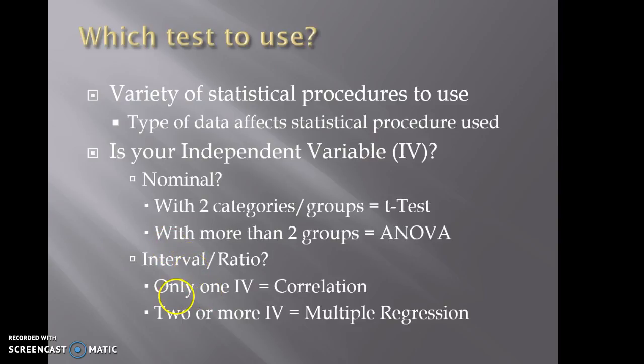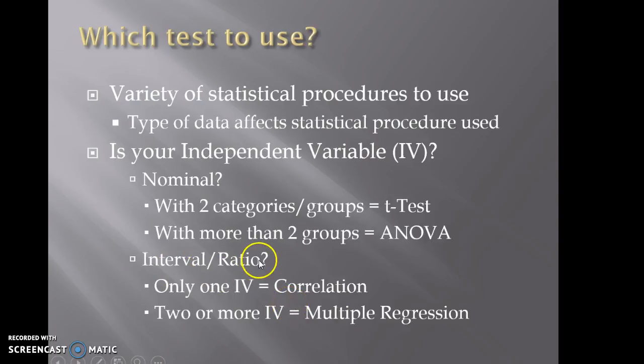So right now, take a minute, look at the types of variables that you are using in your study and write that down. Now, if your independent variable is interval or ratio, then you're going to use correlation or multiple regression. And we're going to go into these.